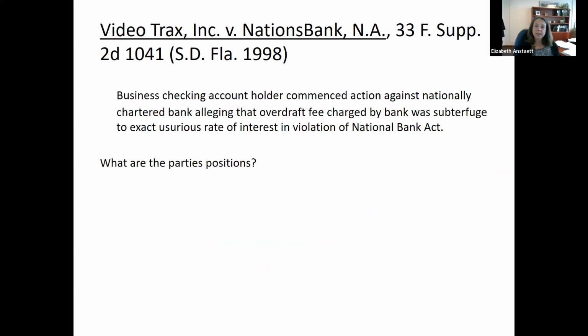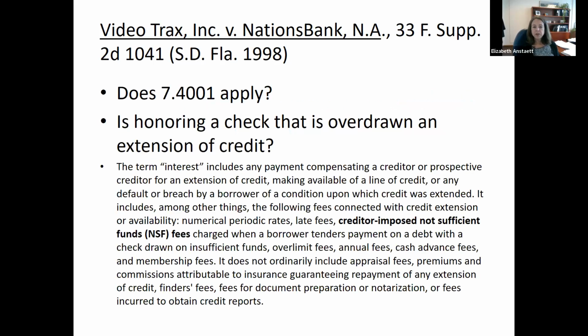We also read a case dealing with this dispute over what is and isn't a deposit service charge. And I think this is an interesting case. This is a business checking account holder who was charged an overdraft fee. And what this person alleged was that if you change this overdraft fee into a credit fee, so for example, if someone wrote a $100 check and it bounces, and they're charged $30, and the next day the money's back in the account, if you treated that as a $100 loan with a $30 fee, that would be a huge rate of interest. So the real question is whether 7.4001, the national bank regulation that applies to credit, and which expressly authorizes not sufficient fund fees, is what applies when a check is overdrawn.